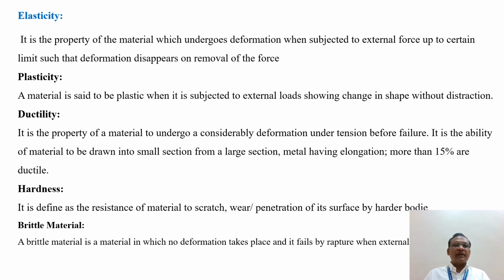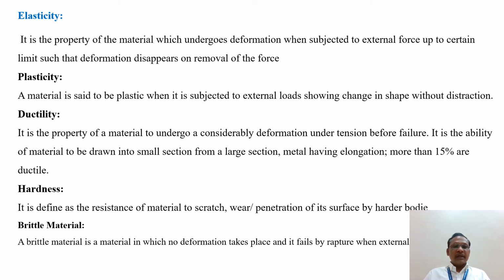Then plasticity. A material is said to be plastic when, subjected to an external load, it shows changes in shape without destruction. Then ductility. It is the property of the material to undergo considerable deformation under tension before failure. It is the ability of the material to be drawn into a small section from a large section. Metals having elongation more than 15% are ductile.